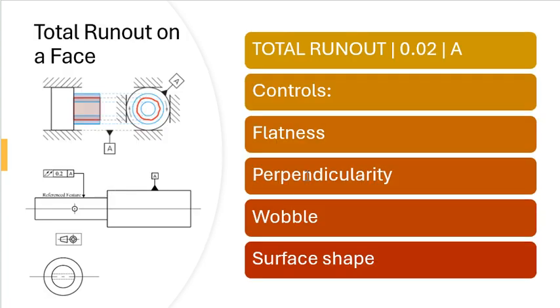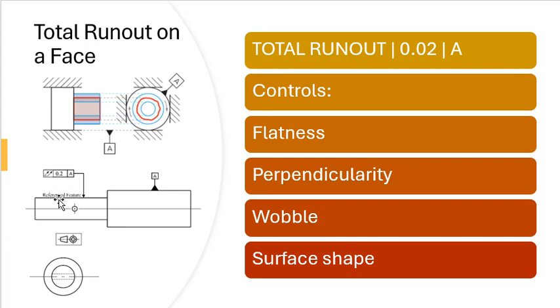Total runout on a phase is going to keep the phase square to the axis, and we of course write it this way, as I've already shown you a thousand times. Flatness alone would not tie it to the rotation, so it is very common on coupling phases in real life. It controls the flatness, perpendicularity, 90 degrees, your wobbliness, and the surface shape of that cylinder in this case. It is totally gauged by, and controlled by, this tolerance.